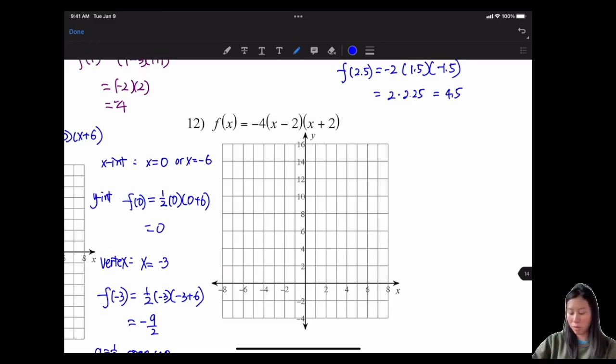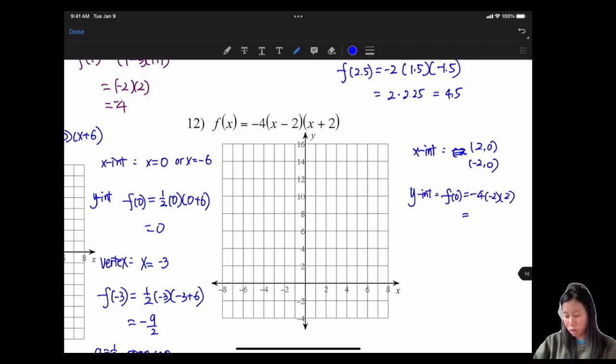Pause the video. So we have x-intercepts (2, 0) or (-2, 0). The y-intercept is f of 0 equals -4 times (0 minus 2) times (0 plus 2), which is 16. Ooh, that's really far off. So 2 and -2.